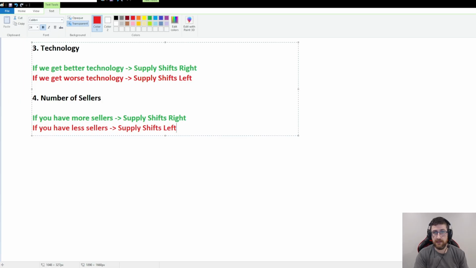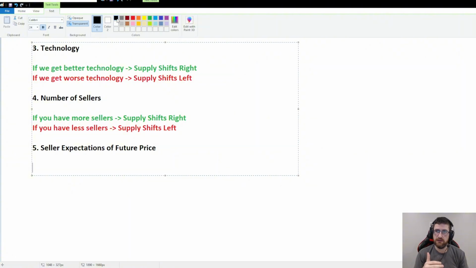And then finally, the last one, which is also a bit of overlap with demand, which is seller expectations of future price. Now, this one, again, you have to be aware: if you see expectations, am I a buyer or am I a seller? Based on which one you are is going to change the answer to this question.